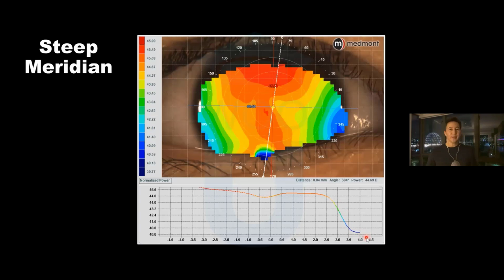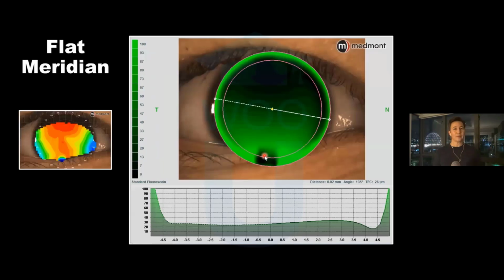drop-off point. That's a real questionable area, and it's most likely to be just false data from the ring distortion near the lid margin. Oftentimes you get the tear wedge down there that can distort our understanding of the underlying shape. So this is a very questionable topography.